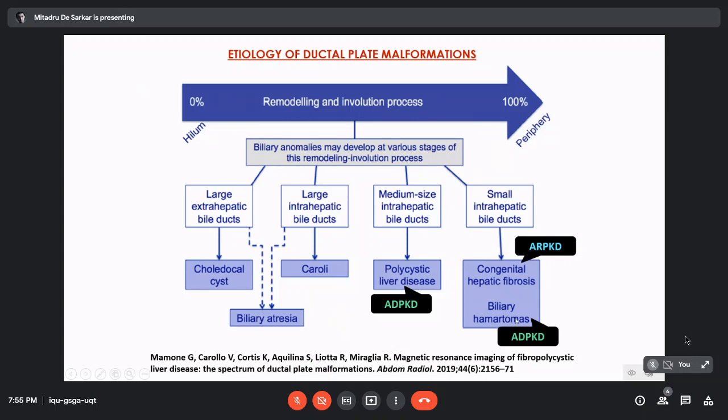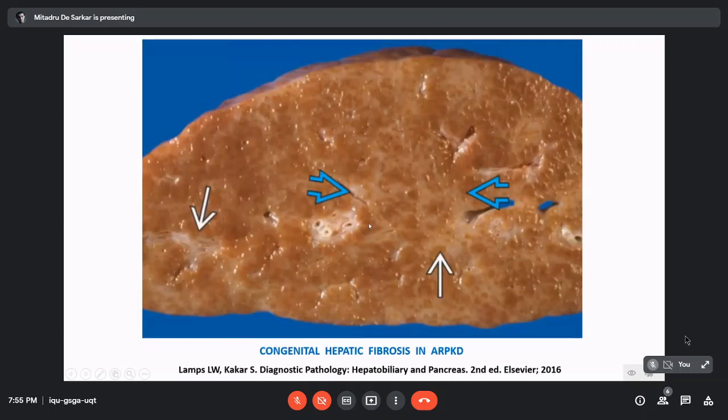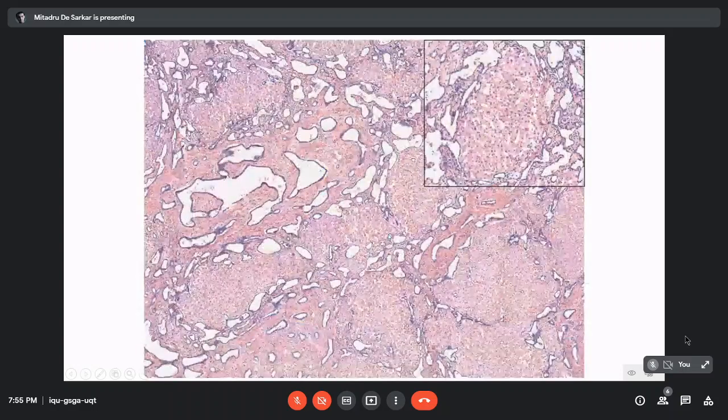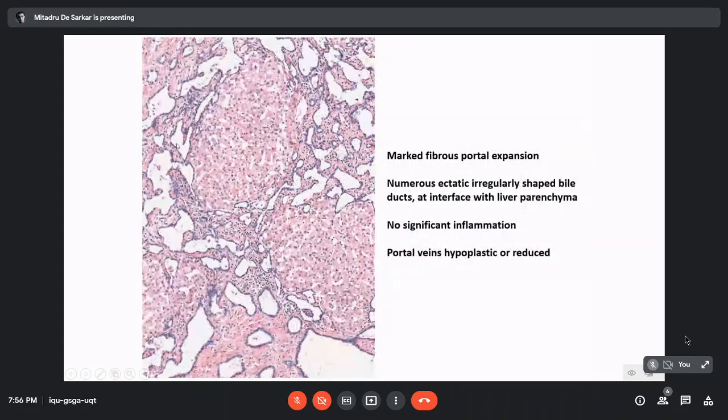Polycystic liver disease and biliary hamartomas will be seen in ADPKD, whereas congenital hepatic fibrosis is seen in ARPKD. So this is how the cut surface of a well-formed congenital hepatic fibrosis would look. It gives an appearance of micronodular cirrhosis of the liver, because the liver parenchyma is split up into small nodules because of the portal fibrotic expansion. These are the islands, the nodules of hepatocytes, which are surrounded by these grotesque caricatures of biliary ducts present around the interface between the stroma and the hepatocytes. Basically, you have a marked fibrous portal tract expansion along with numerous ectatic, irregularly shaped bile ducts at the interface. There is no significant inflammation and portal veins are often reduced in number.